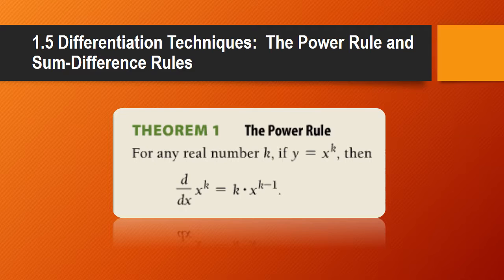So our first theorem is the power rule. It says for any real number k, if y equals x to the k, then the derivative of x to the k is k times x to the k minus 1. And this is just a generalization of that pattern that we saw.